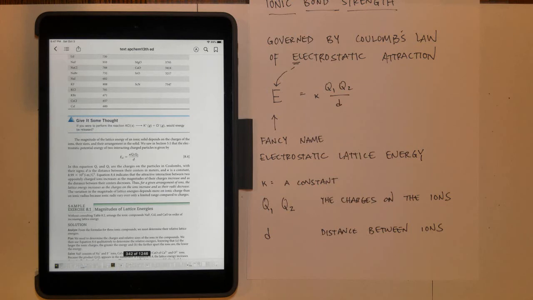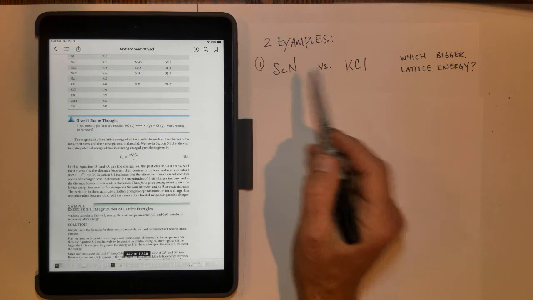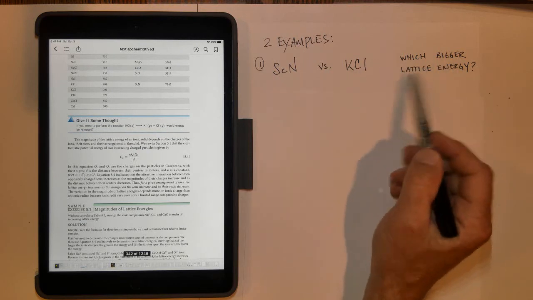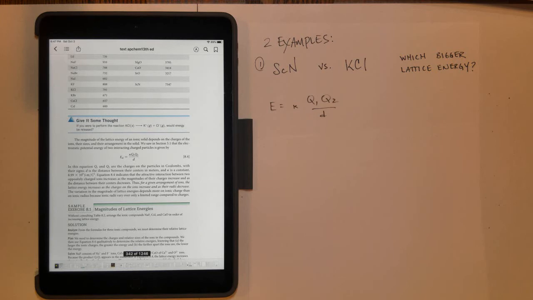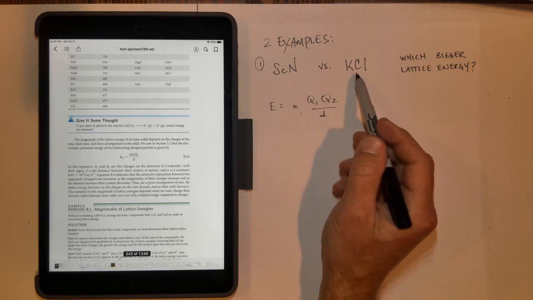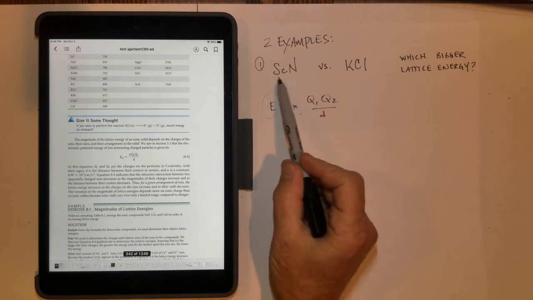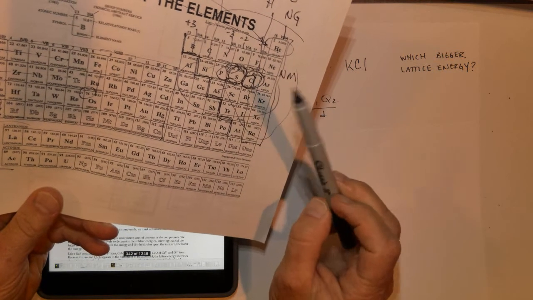So we'll give 2 examples of lattice energy and determining which ones would be greater or less. First, let's take this example of 2 compounds, ScN versus KCl. Which one of these would have the larger or the bigger lattice energy? Well, we can ignore K because it's in the equation for both of these. We want to know E, we don't know that, and we don't actually have to put numerical values in, we just have to know whether it would be bigger or smaller. So let's look on the periodic table and find the Q's, the charges on Sc and N. Sc is located right over here.